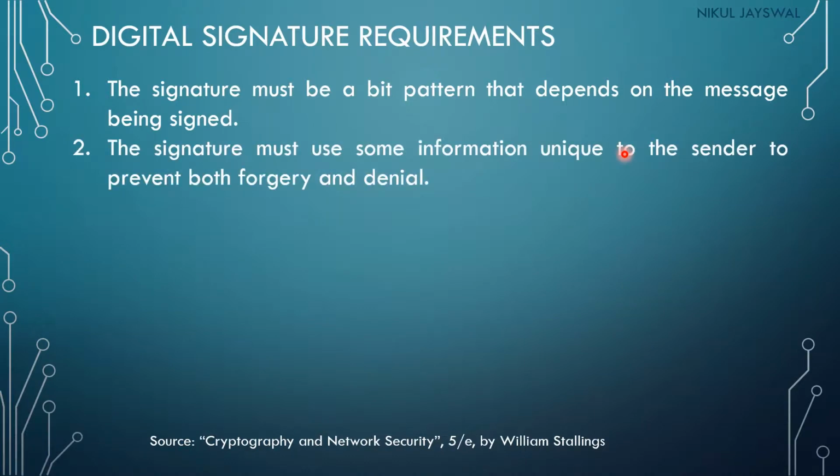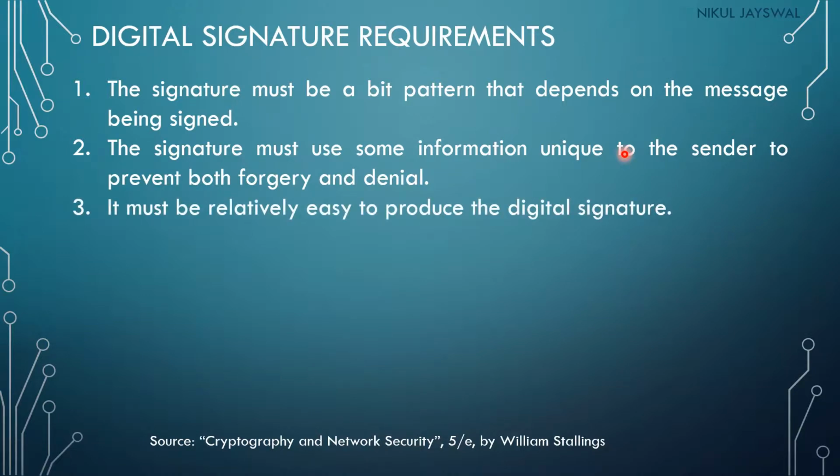The signature must use some information unique to the sender to prevent both forgery and denial. So every digital signature must use some unique information related to the sender. So in DSS, we use the sender's private key to encrypt the data. So that is the unique information for the sender. It must be relatively easy to produce the digital signature. So for every message, we need to produce a digital signature for the transmission. If the mechanism is very complex, then extra computational power will be required to calculate the digital signature also.